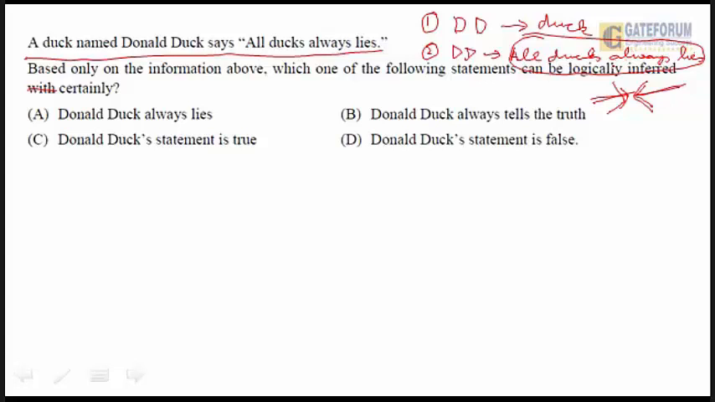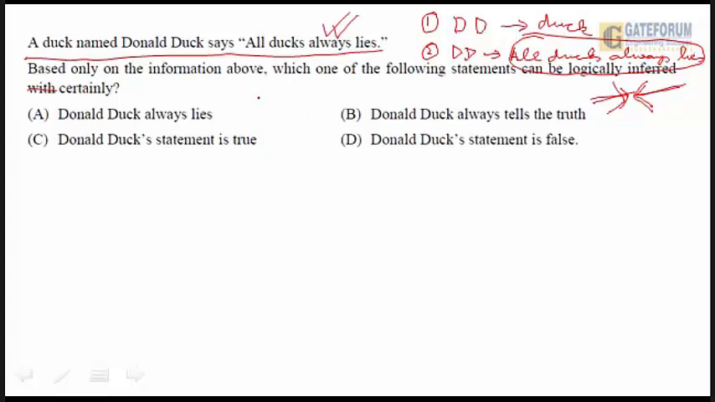Moral of the story: here, Donald Duck can never say the truth, right? Because this cannot be the truth. So, what will be the thing? See the options. Donald Duck always lies. Well, Donald Duck always lies.